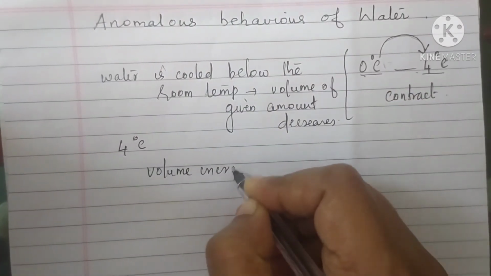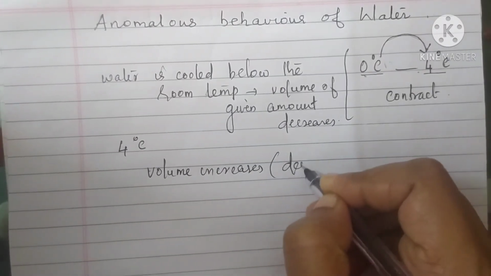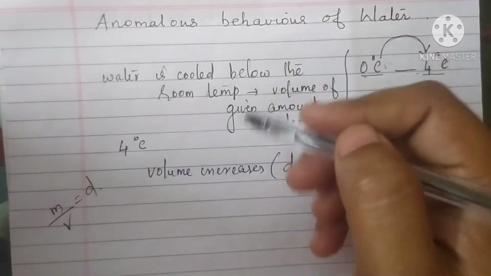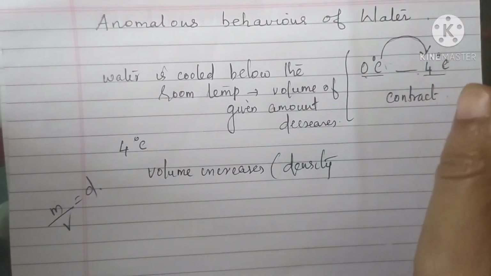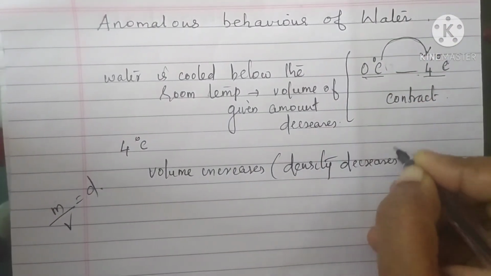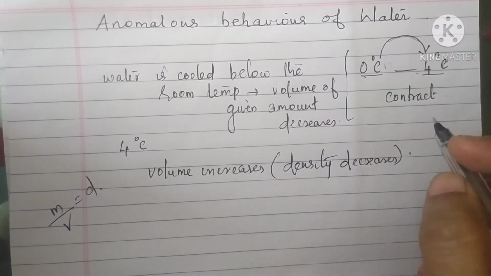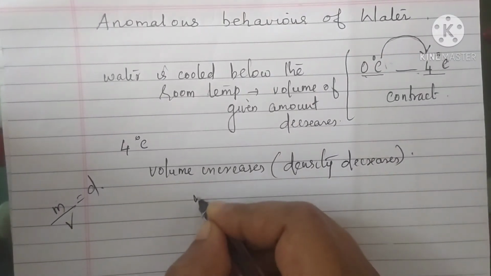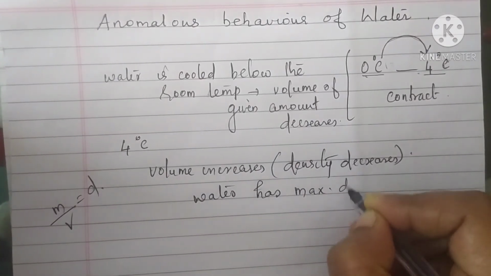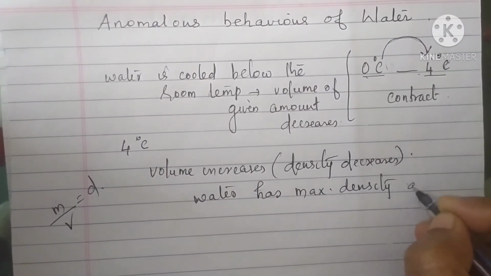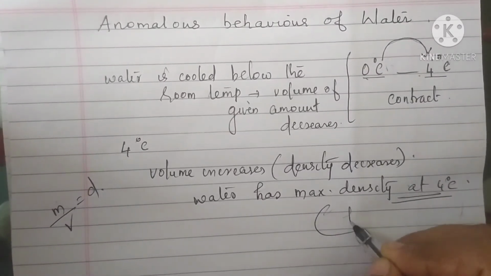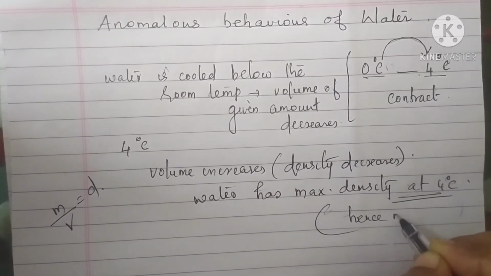Okay, that means the density... volume increases means what? Mass by volume is density. So as volume increases in this range, the density decreases. So it is clear that water has maximum density at what temperature? At 4 degrees Celsius. That means at 4 degrees Celsius it has the minimum volume.